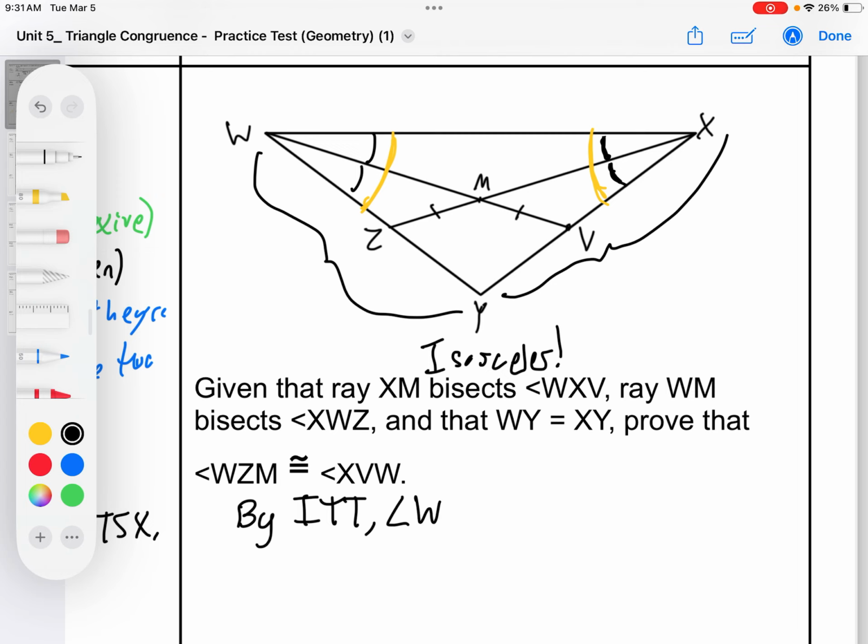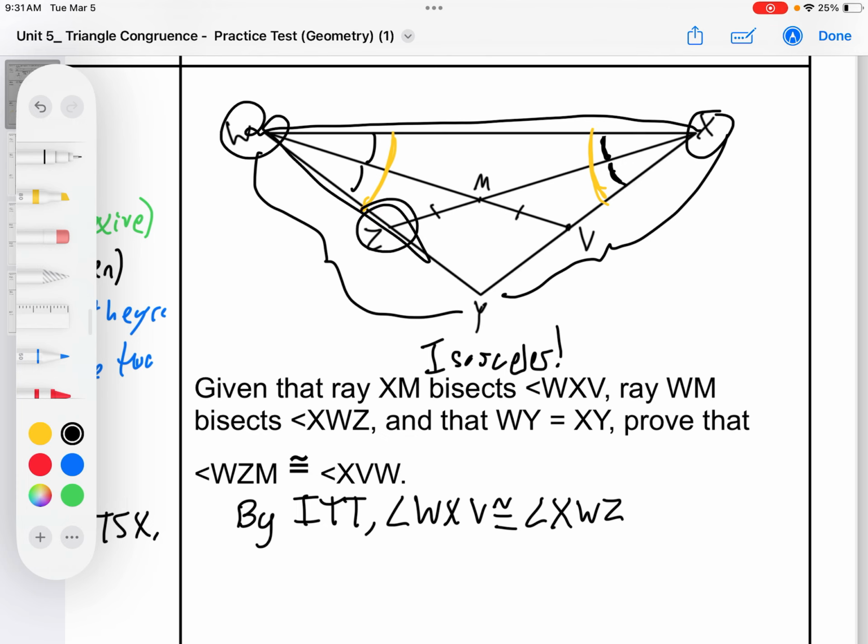angle WXV is congruent to, that's this one, this yellow one, because X is the middle of that one, and it goes between W and V. WXV is congruent to angle XWZ. That's this yellow angle. Remember, being able to name your three-letter angles is super important here. So that's because of the isosceles triangle theorem. That's what ITT stands for, the isosceles triangle theorem.